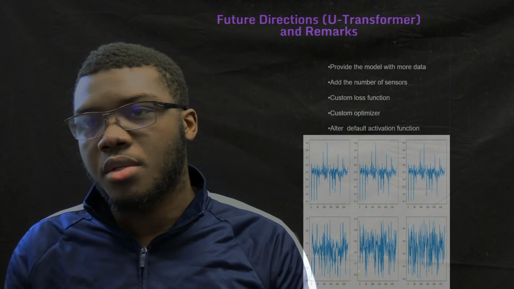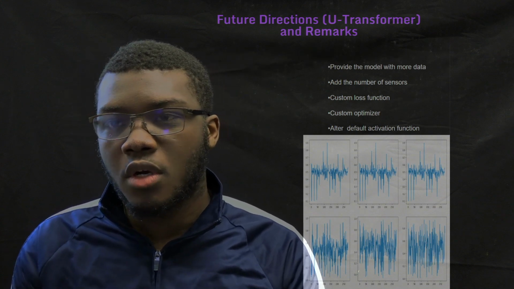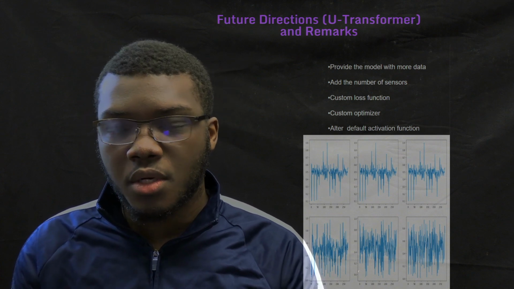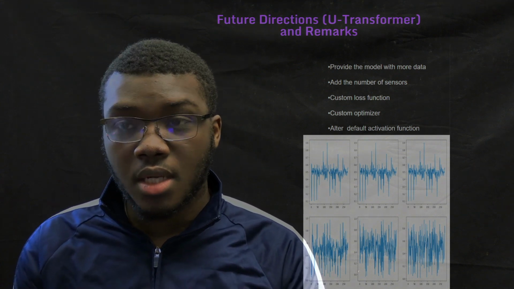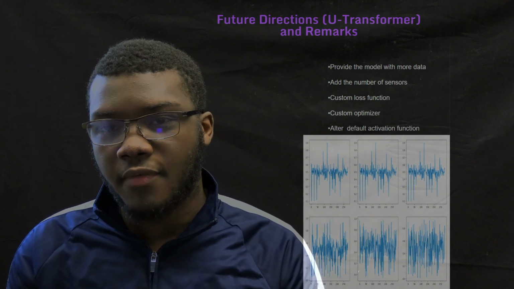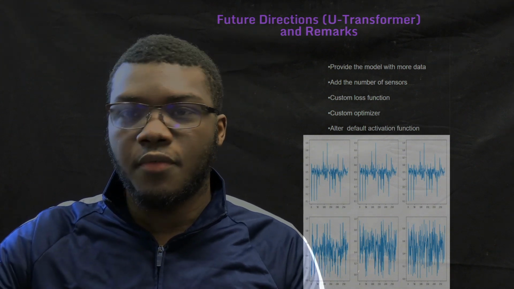So future directions, U-transformer remarks. What we might do in the future would be to provide the model with more data, maybe add additional sensors, utilize a custom loss function, maybe customize the optimizer, or alter the default activation function. And so those are all things we might do in the future.